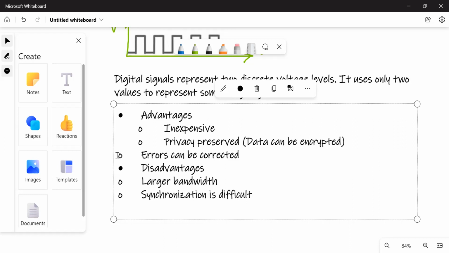So inexpensive means with a minimum cost you can easily convert in between. Data could be encrypted, so the data is available only to the authorized person. But the main disadvantages are larger bandwidth, and the synchronization of the copies usually.